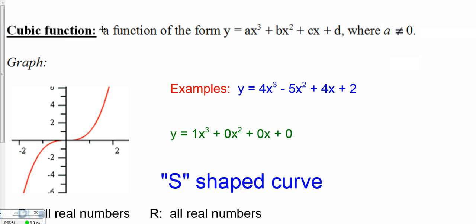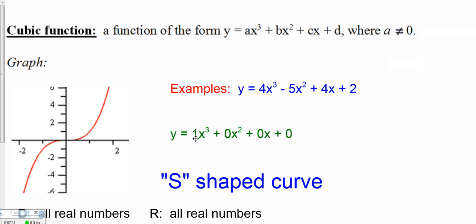Let's look at a cubic function. We had quadratic, where we had the x squared term. Now we have cubic, so we have an x cubed term. So a cubic equation is a function of the form y equals ax cubed, or to the third power, plus bx squared, plus cx plus d, where a does not equal 0. So as an example, we might have y equals 4x cubed minus 5x squared plus 4x plus 2. Because it has this x cubed term right here, it will be a cubic function.